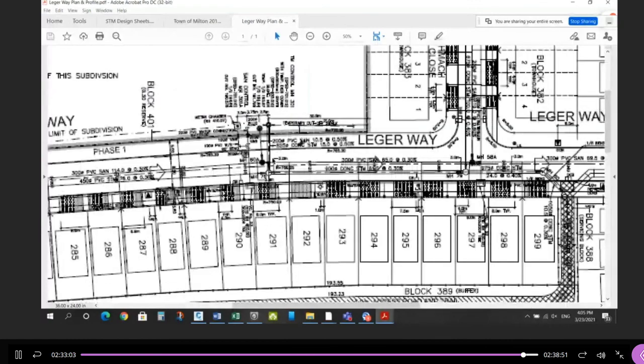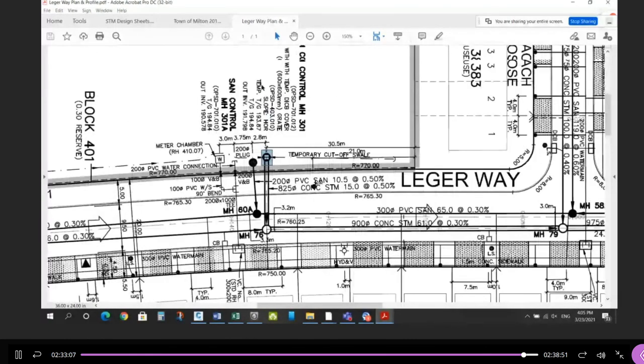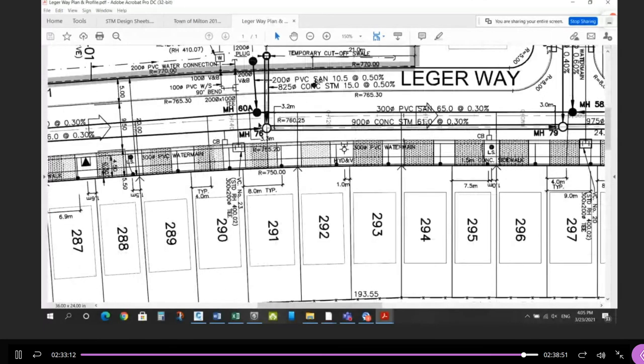So what you need is not the invert here. If you move this maintenance hole, you can't use these inverts. They're all kind of given here. Okay, you can't use these inverts. Start with the invert here. Not this one, but this invert.